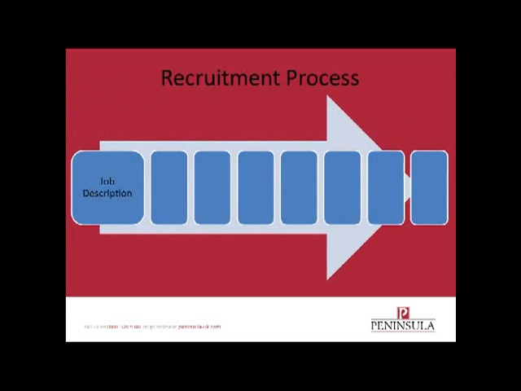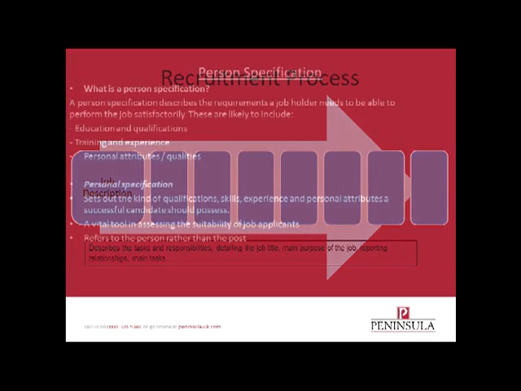So that's the recruitment process here. We're going to fill in each of these blue boxes as we go along, but the first one is the people that matter get together to decide there is a vacancy, and then together they write the job description. Then when they post the advert, they give the job description to applicants. This describes the tasks and responsibilities, detailing the job title, main purpose of the job, reporting relationships and main tasks.